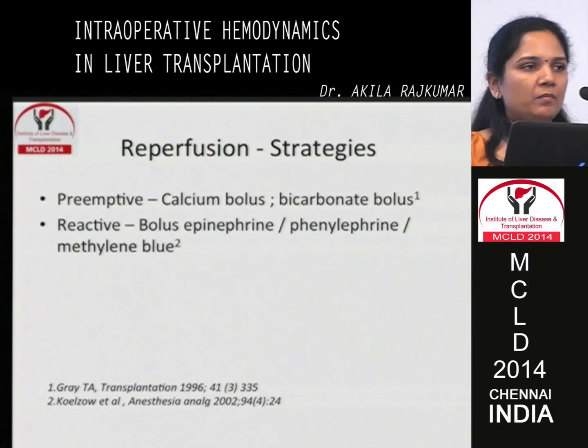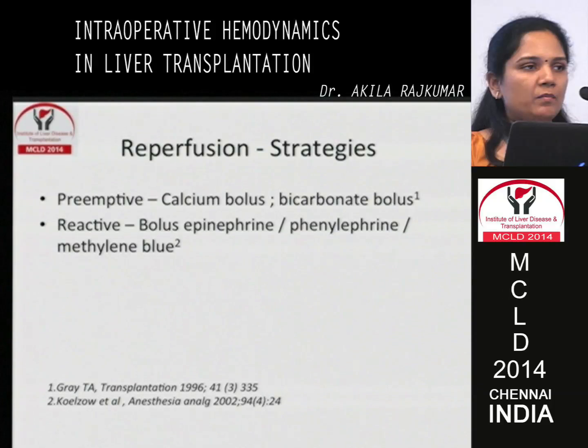So the strategies we have at reperfusion are, you can either preemptively manage them or react when it happens. Preemptively, you can give a calcium bolus because these patients are prone to hypocalcemia. With long periods of anhepatic phase, there is citrate accumulation because it's not cleared. So giving them a calcium bolus maintains the myocardial sensitivity. And also acidosis is a problem. Giving some bicarbonate helps at this point. It enhances the responsiveness of the myocardium to vasopressors.